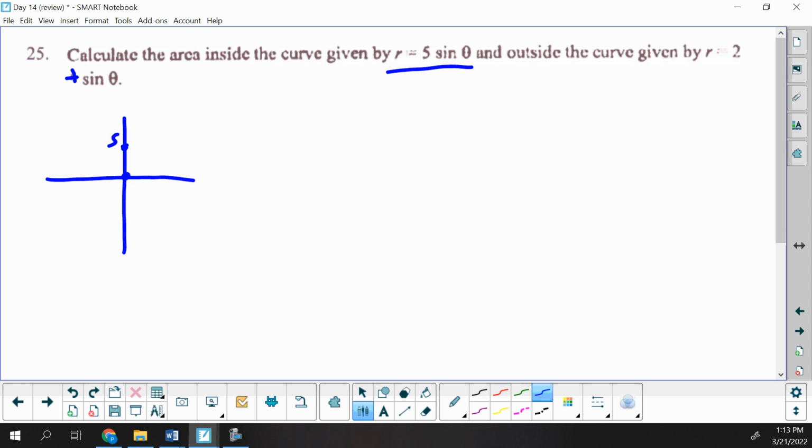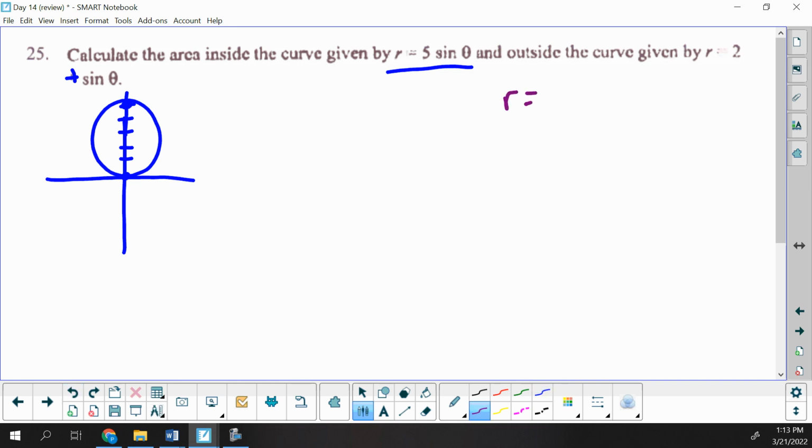Actually, let me put that with a scale. And then if we put in pi, we're back to 0. So this creates basically a circle that looks like that. And you could just get that from your calculator if you wanted.